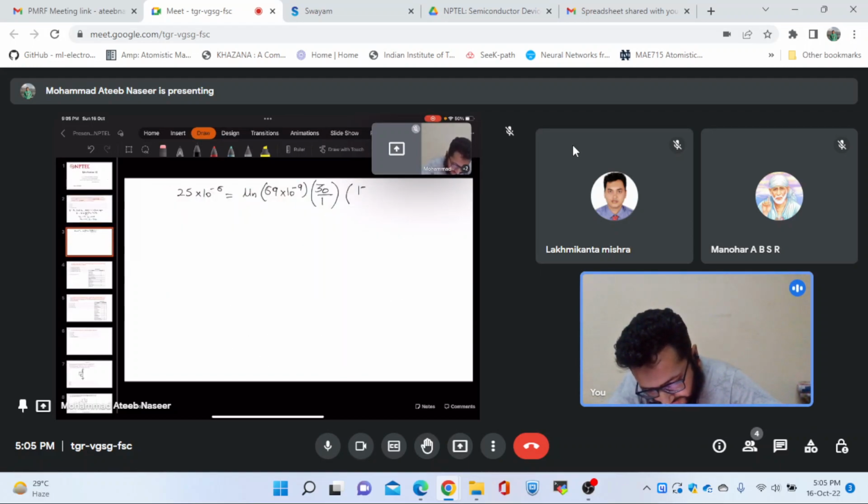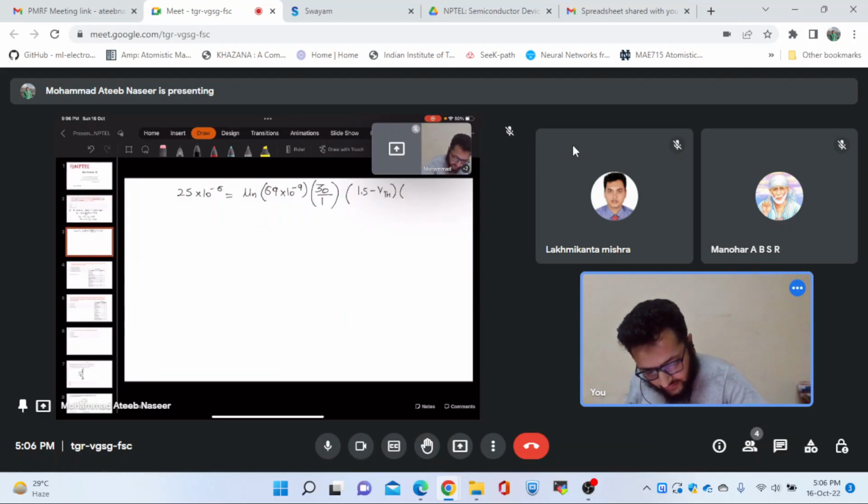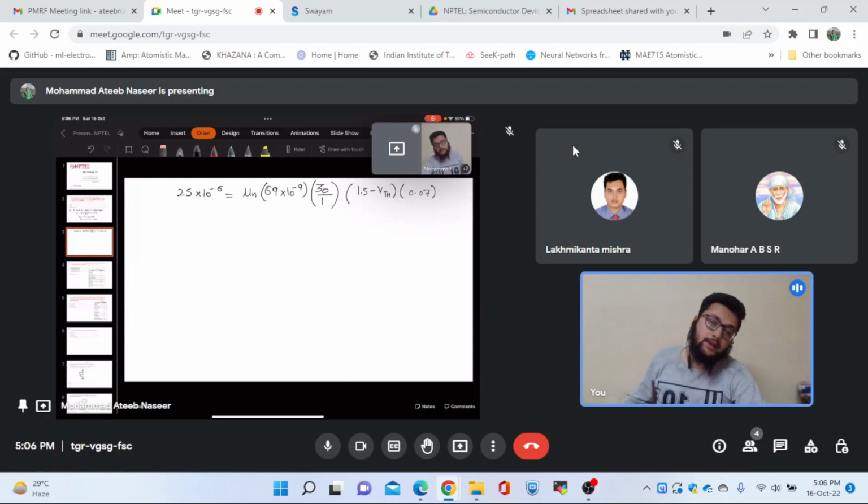So it is 1.5, sorry, I wrote 15. It is 1.5 minus the threshold voltage VTH, times the VDS. VDS is quite small. It is 0.07. Okay, here we have two variables, that is mu n and the threshold voltage.